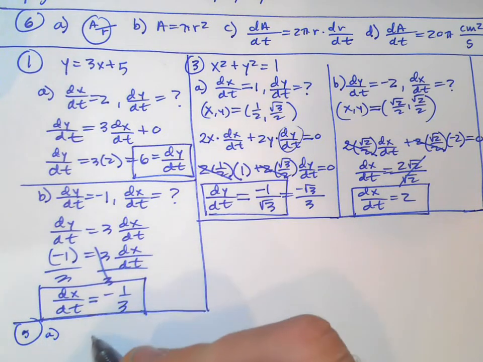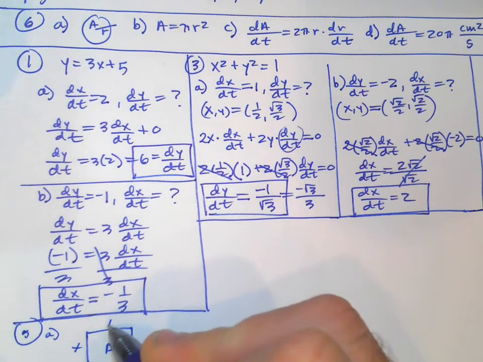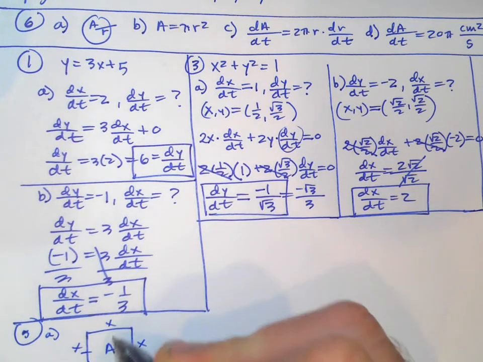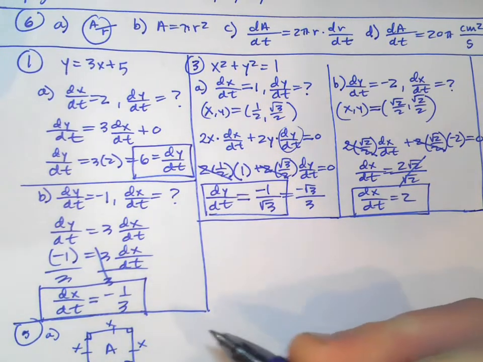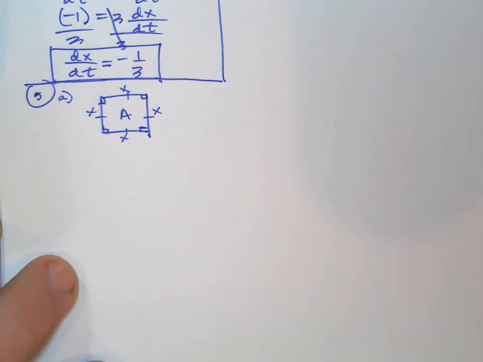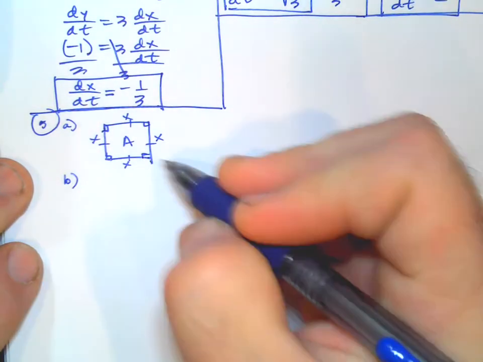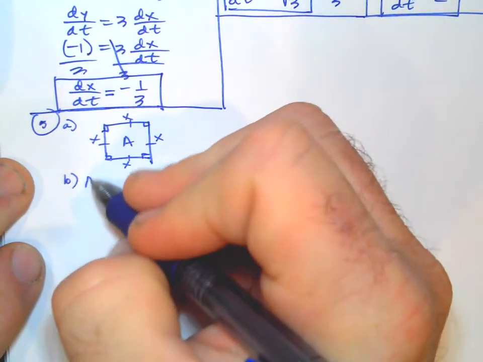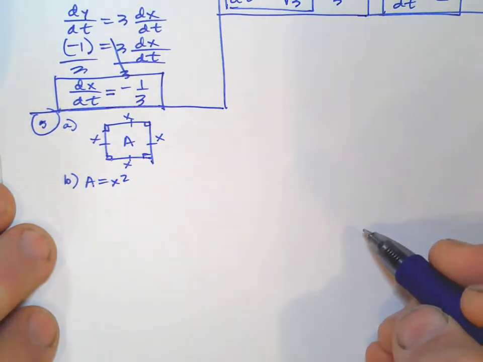Okay, so we want to draw a picture of the square. A, x, x, x. Square, equal sides, right angles. Right? I mean, that's what you would do anyways if they didn't tell you to, just to help organize the information. B says, write an equation that relates A to x. Okay? A equals x squared, area of a square. So this is what we would usually do next. So they're kind of leading you through it.